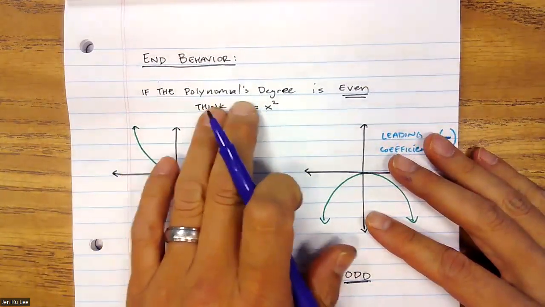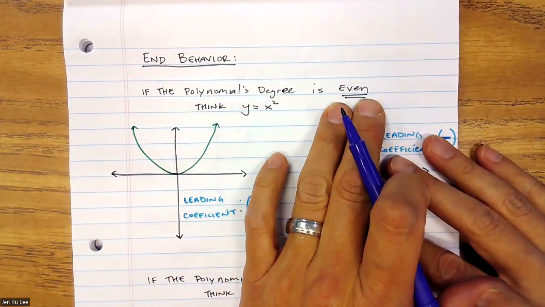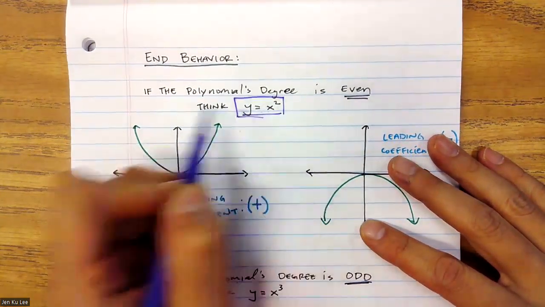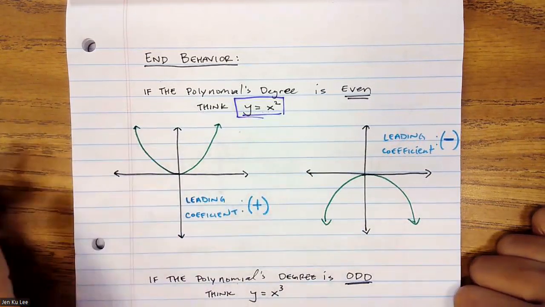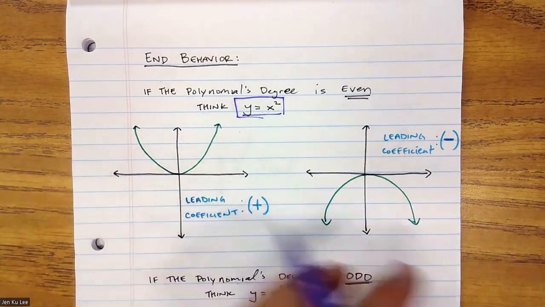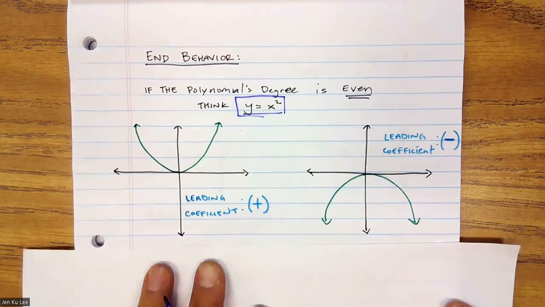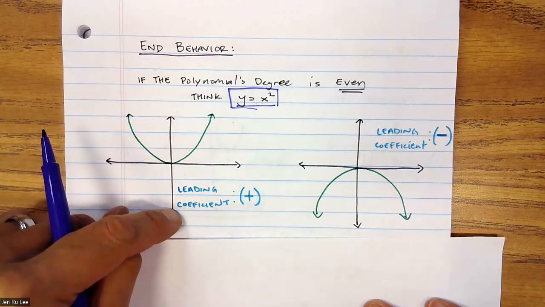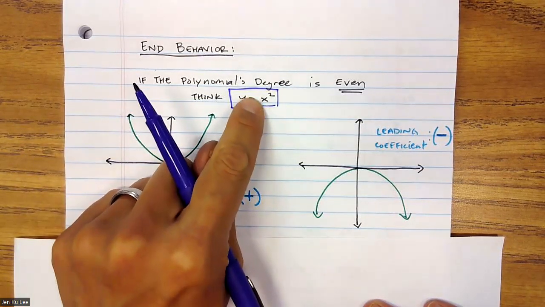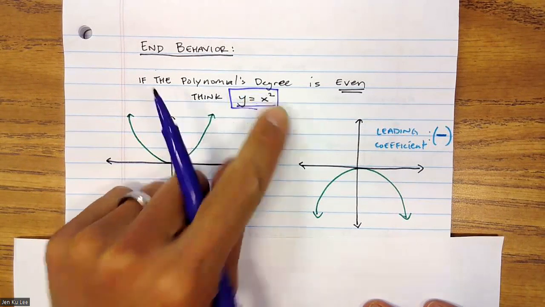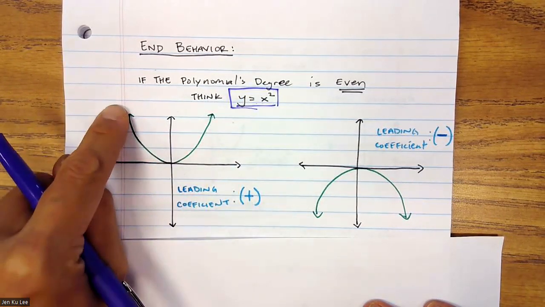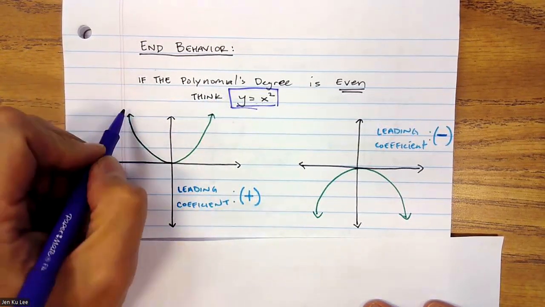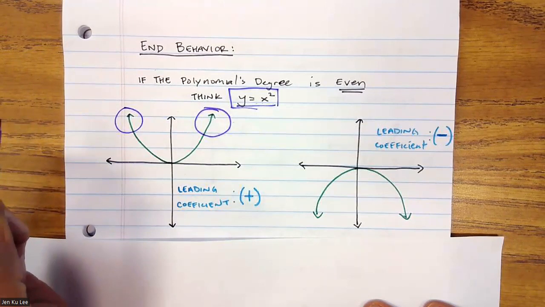Okay, so if the polynomial's degree is even, think x squared. We know what x squared looks like, right? It looks like a parabola. So think x squared when the degree is even. If my leading coefficient, or that a value, is positive, remember that it goes up and up, right? It's a smiley face. Okay, so my end behavior is actually here and here.